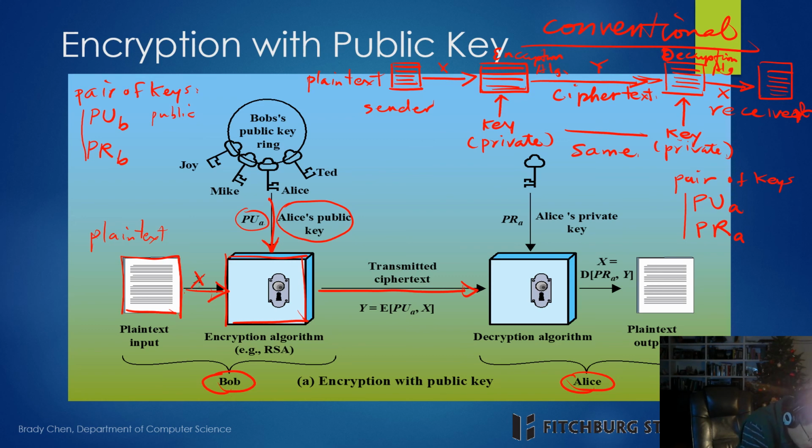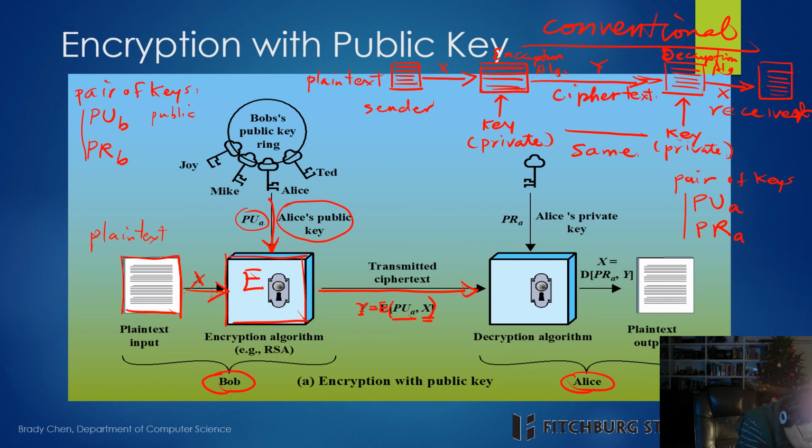Okay, so now if we treat the encryption algorithm as a math function, we call it E. Basically, when Bob wants to create a ciphertext, Bob needs to have the public key of Alice and the plain text, and then apply the function E. So you use PUA and X as the parameters for the encryption algorithm, and then you generate the ciphertext Y. Now you send the Y to Alice.